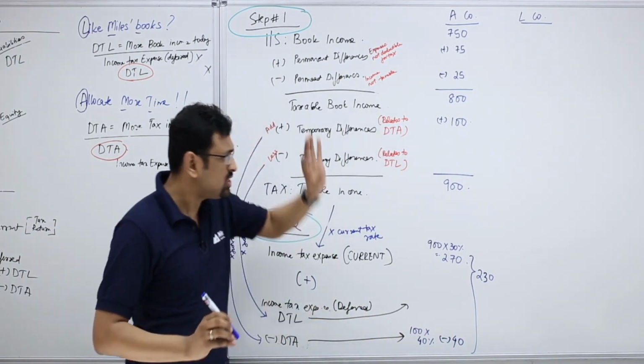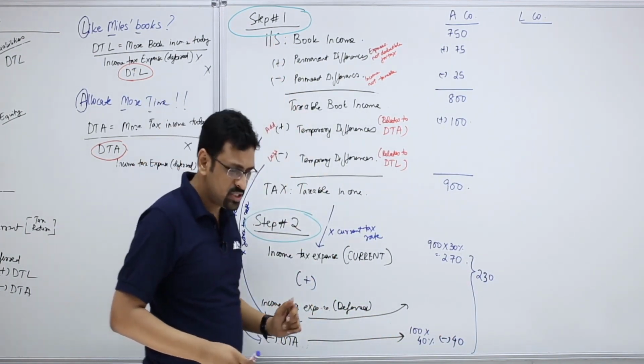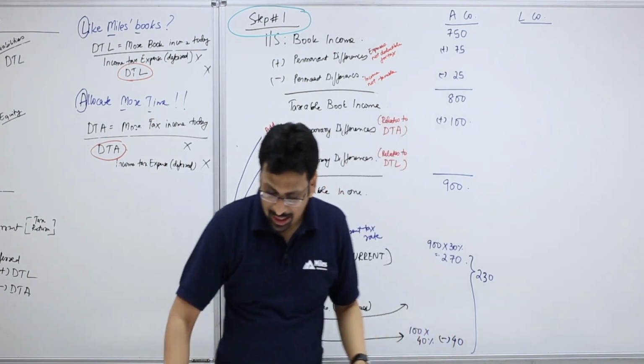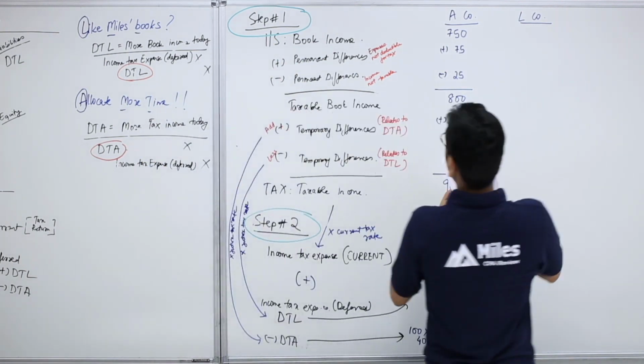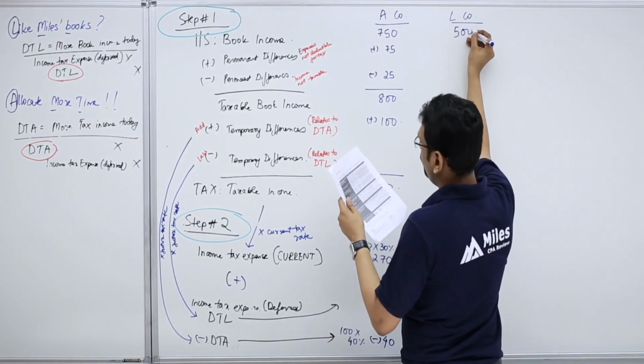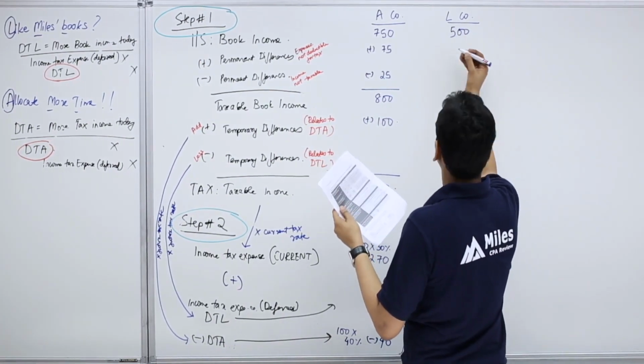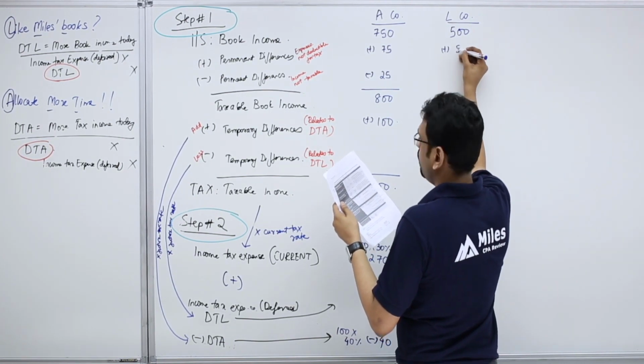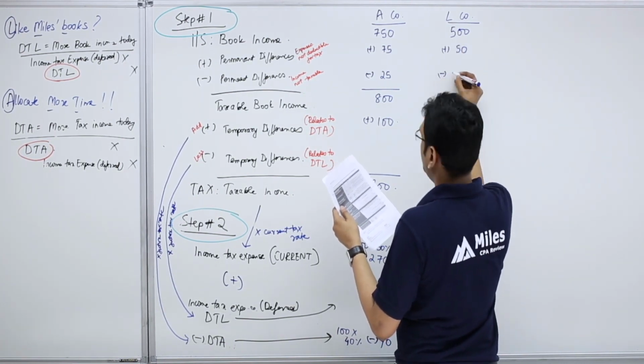Simple, easy. Just use this template and you'll be all set for deferred tax calculations. Let's look at L company. So L company had pre-tax book income of 500, permanent difference plus 50, permanent difference minus 100.